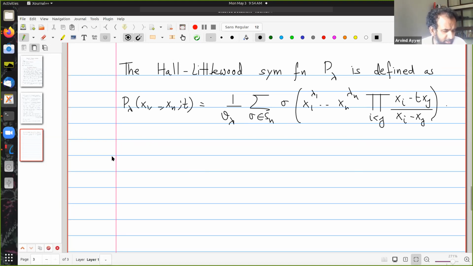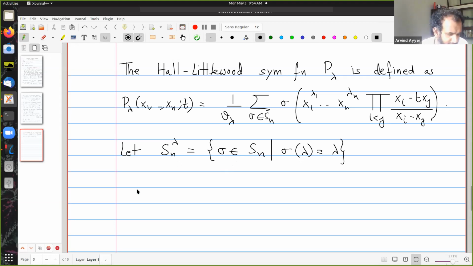Okay. There's an equivalent definition. So let S_n lambda be the set of all sigma in S_n such that sigma lambda is lambda. That is, these are the fixed points of lambda.